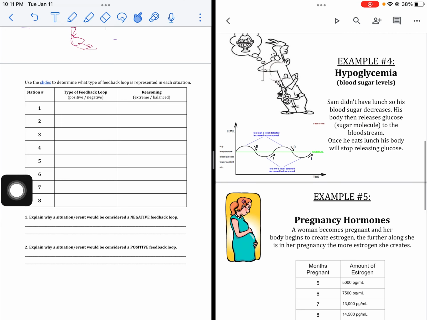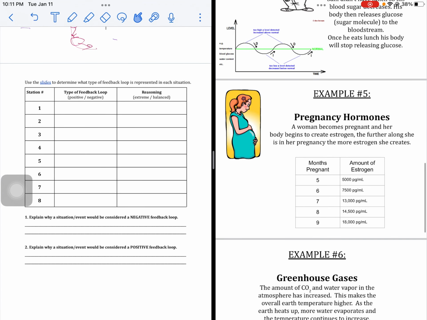Just real quick, let's look at this number 5 with a data piece in there. So we're getting the scenario about pregnancy hormones. A woman becomes pregnant. The body creates more estrogen. The further along in the pregnancy she is, the more estrogen her body creates. So we're looking at the data: more months pregnant, meaning more estrogen created. What's that going to mean in terms of what's happening with the data? And is it a positive or negative feedback loop?